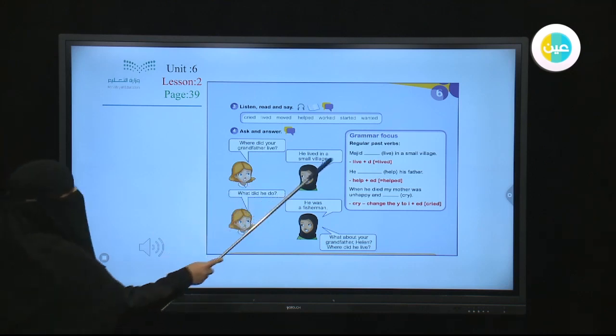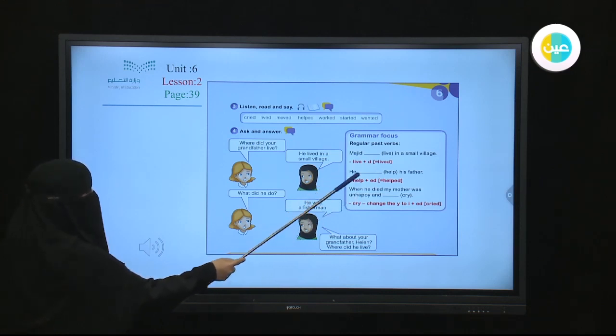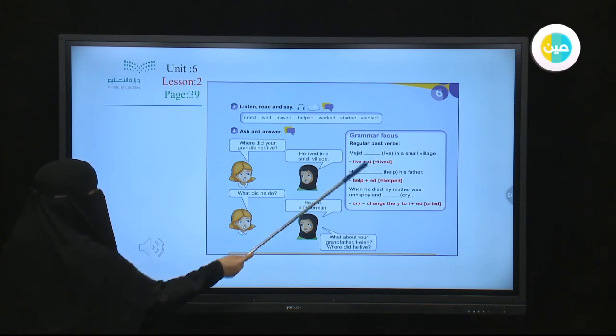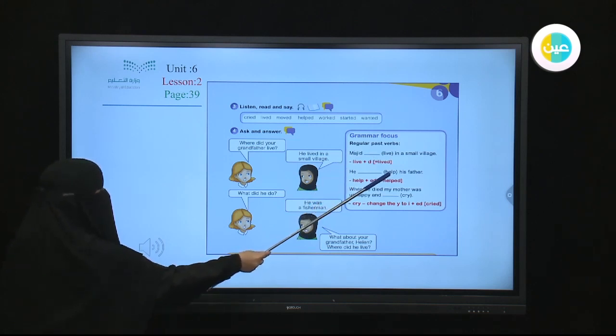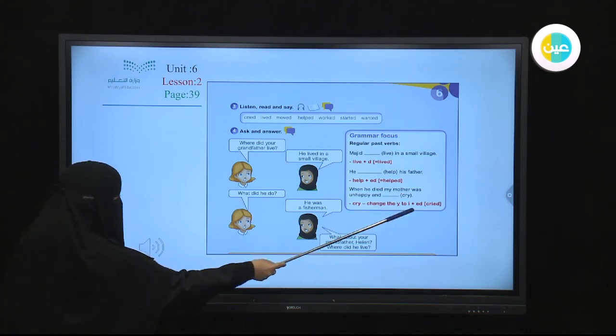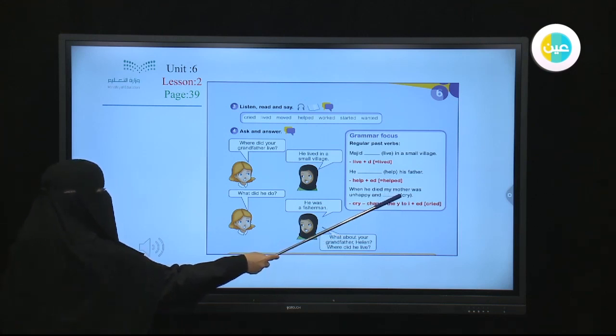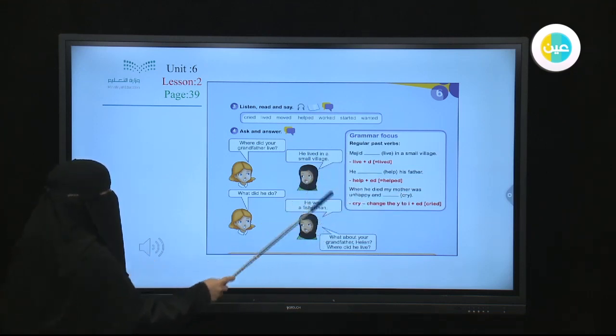Now here, be careful when you write the past form of some of the regular verbs. As I told you, when you have the E at the end of the verb, you just add the D to become lived. When you have no E at the end, you add the ED. When you have Y and before the Y a consonant, you change the Y into I and then you add the ED. But when you have a vowel, A, E, I, like play, you don't change it, you just add the ED. Okay, so this is so important. You have to practice yourself writing the verbs correctly.